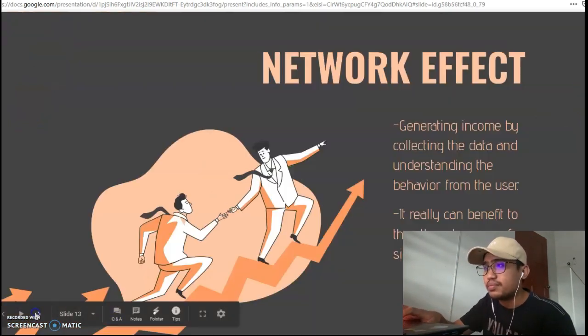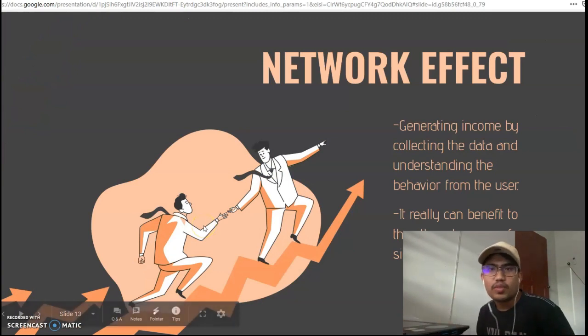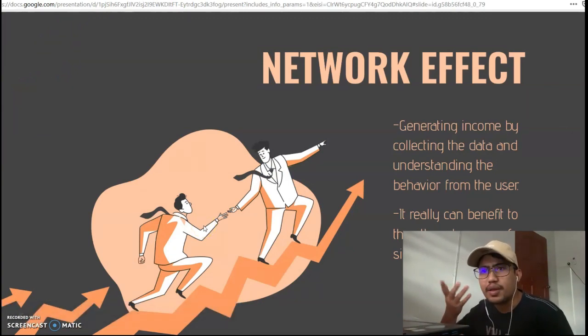It will be the network effect. Okay, basically, what is the network effect? I can relate the network effect to social media. Why social media? Basically, how does social media generate income? Most social media generate income by collecting data and understanding the behavior of the user. As you know, right now data is very important. It's pricier than gold itself.